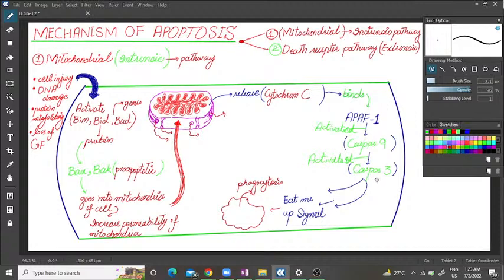After that, when Caspase-3 becomes active, it performs two functions. First, it inactivates the DNA repairing enzyme.